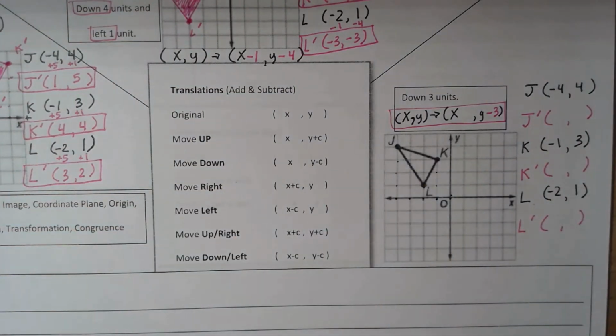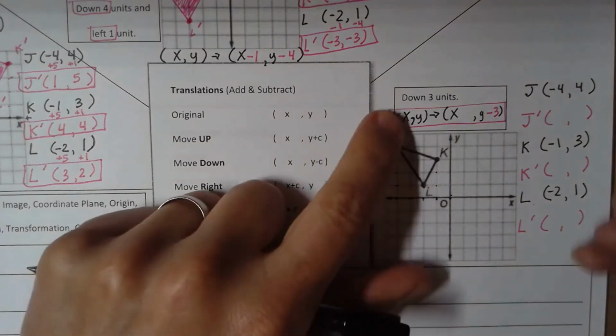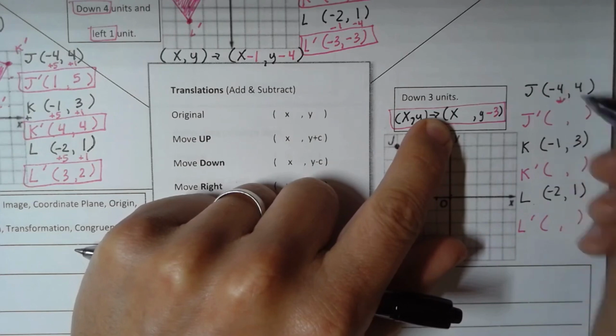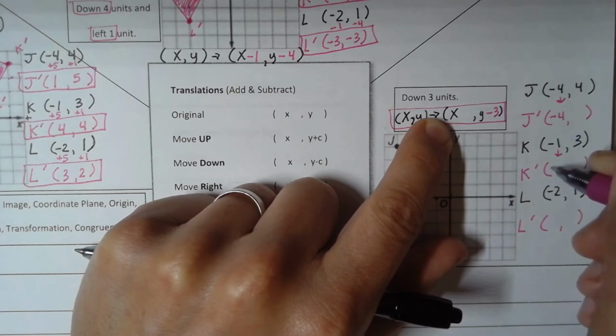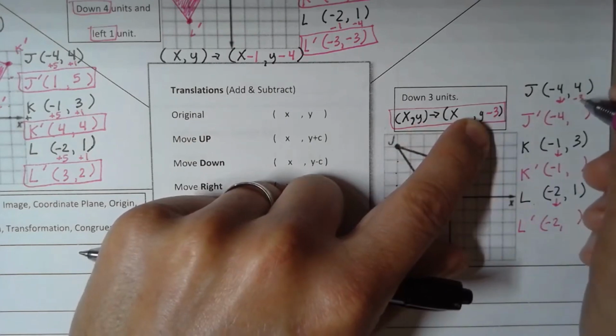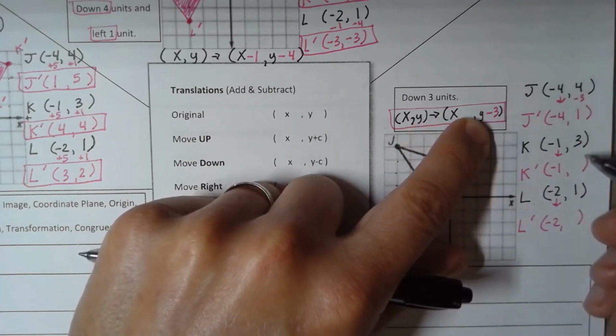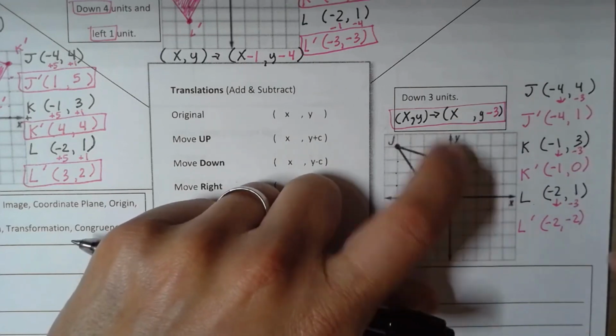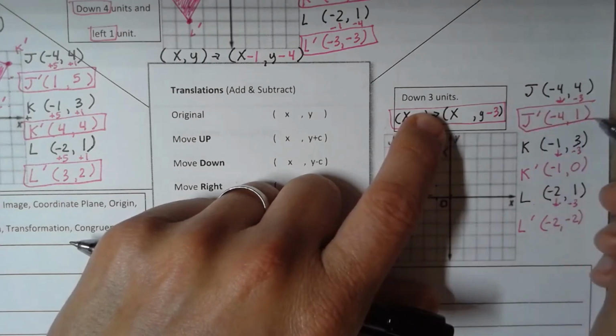Alright, with that being said, let's go ahead and do the math. We're not doing anything to x, so x stays the same. So I'm just going to bring down my values for x. We're not going to make any changes to it. That's negative 4, that's still negative 1, that's still negative 2, nothing changed. Now for y, we're going to be subtracting 3, so minus 3. So 4 minus 3 gives me 1. 3 minus 3 gives me 0. 1 minus 3 gives me negative 2. And those are all my primes.